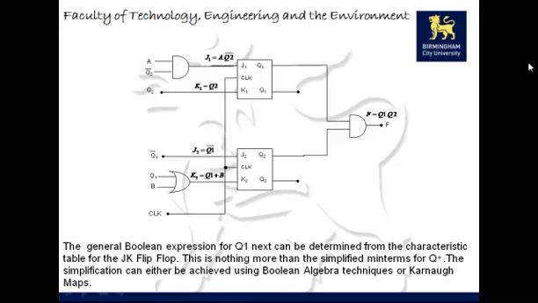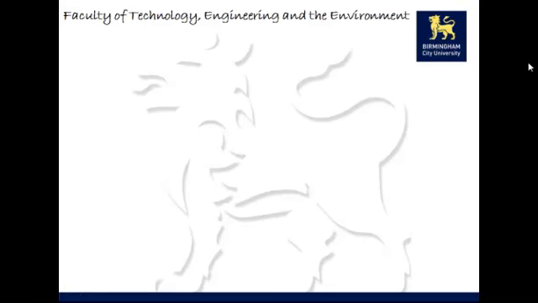The general Boolean expression for Q1 next can be determined from the characteristic table for the JK flip-flop. This is nothing more than a simplified minterm for Q1 next. The simplification can either be achieved using Boolean algebra techniques or Karnaugh maps. Let me just show you what I mean.